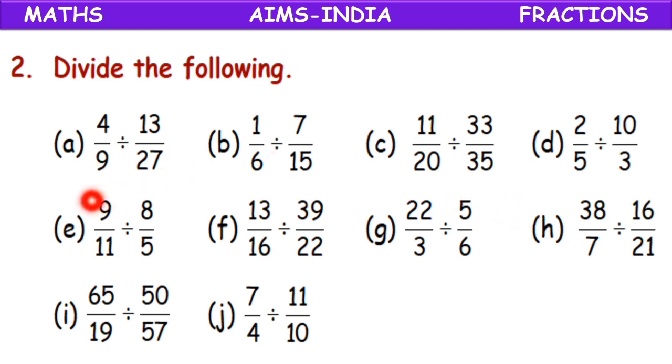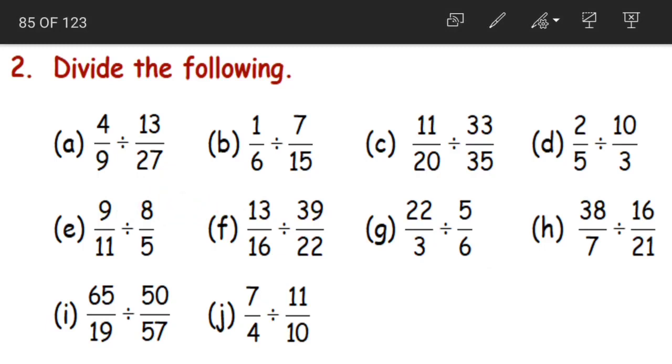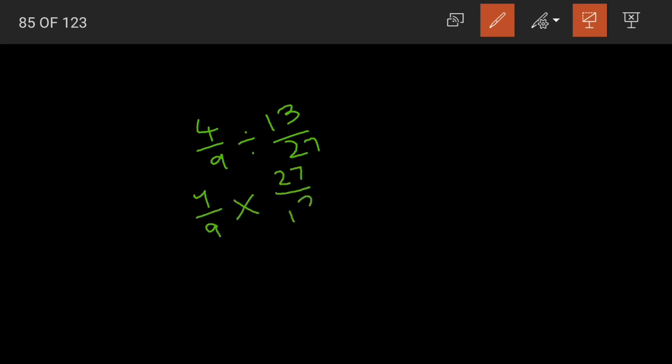Next we have division of two fractions here. Again, let us solve the first one. 4 by 9 divided by 13 by 27. First fraction as it is, division becomes multiplication. For the second fraction, we write the reciprocal. Yes, so it will be 4 into 27, right? 4 into 27 divided by 9 into 13.